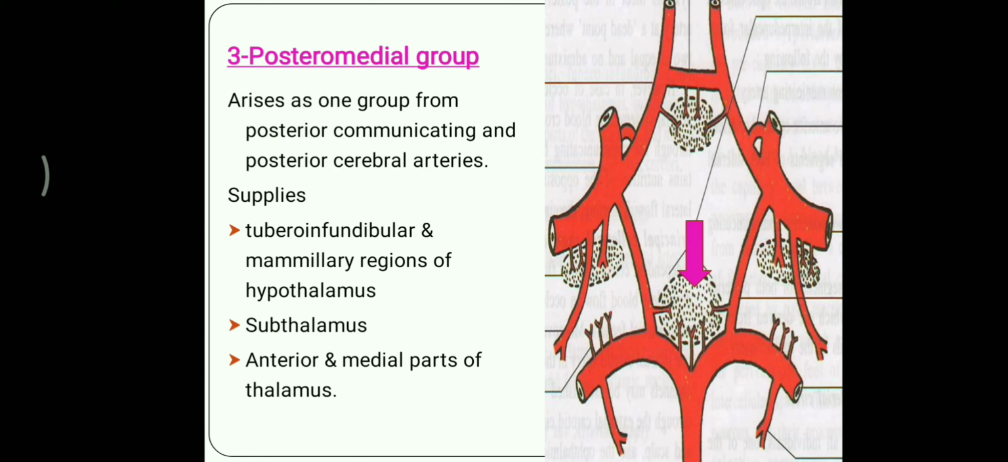The third is the Posteromedial Group. It arises as one group from the posterior communicating artery and the posterior cerebral artery. These two arteries give off branches to form the Posteromedial Group. This group supplies the tuberal, infundibular and mammillary regions of the hypothalamus, subthalamus and the anterior and middle parts of the thalamus.